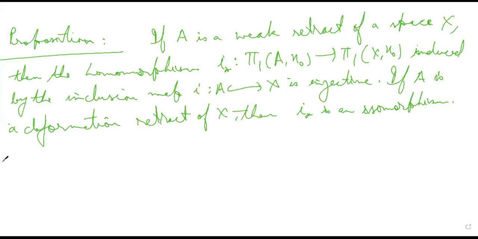Next, we have this proposition. If A is a weak retract of X, then the homomorphism i star from pi 1 (A, x naught) to pi 1 (X, x naught) induced by the inclusion map is injective. If A is a deformation retract of X, then i star is an isomorphism. So let us discuss the proof. We have already seen that if we have a continuous function between two topological spaces, then it induces a homomorphism between their fundamental groups.